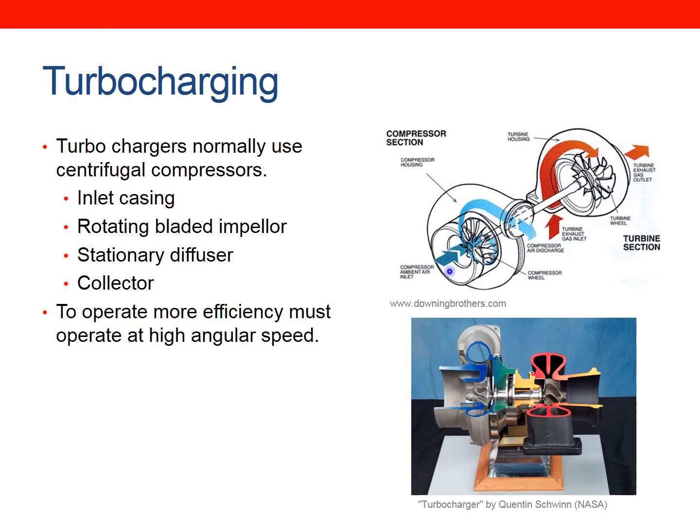And centrifugal compressors operate at a higher efficiency for higher angular speeds. So the faster you can spin them up, the more efficient they are. But that's to a certain point, and we'll cover that on the next slide. Here's a cutaway of a compressor, so you can see the compressor and the turbine on this side, and the bearing and its lubrication system in the middle.